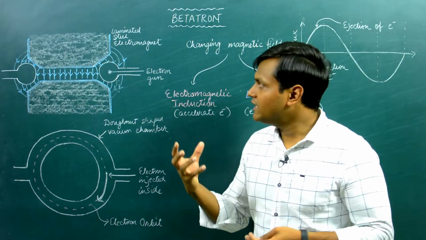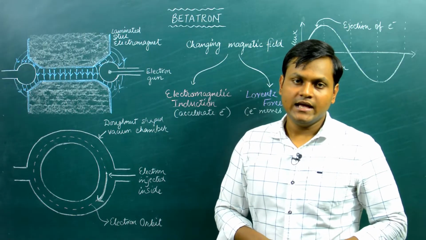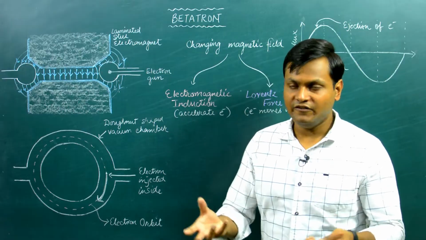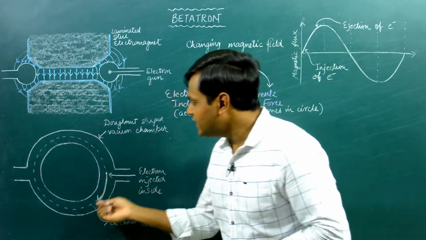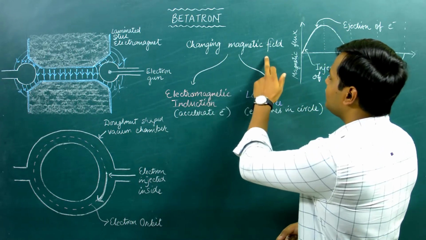Now the Betatron is quite interesting in the manner in which it accelerates electrons. It basically accelerates electrons by using a changing magnetic field. So how it uses a changing magnetic field to accelerate a charged particle, to understand it, let's look at the effect of a changing magnetic field.